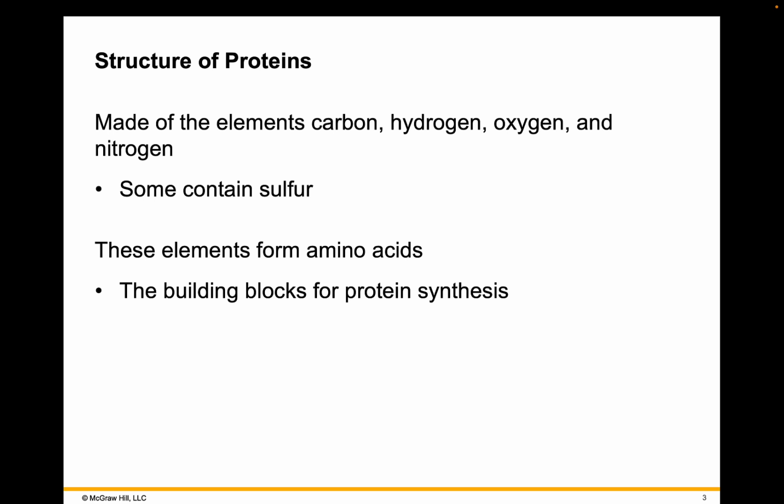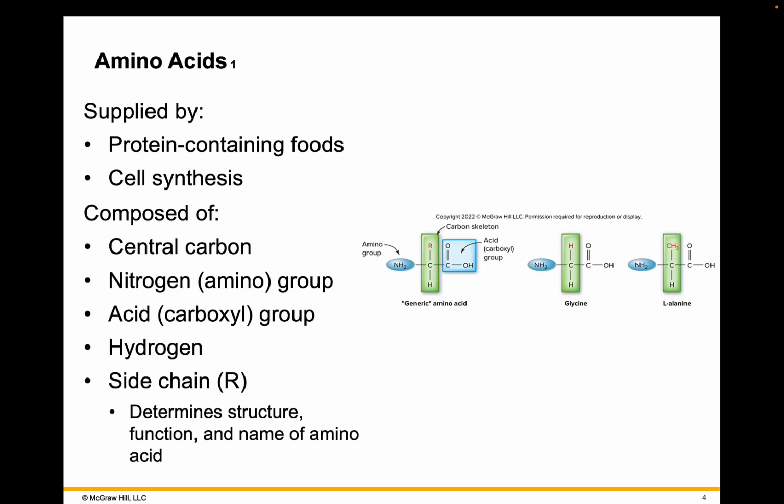Now, what we need to remember here is the actual building block of proteins, and those are going to be amino acids. When we look at amino acids, a couple of things to keep in mind. We will get them in our diet from protein-containing foods, but also keep in mind we have the capacity to produce and synthesize quite a few of them.